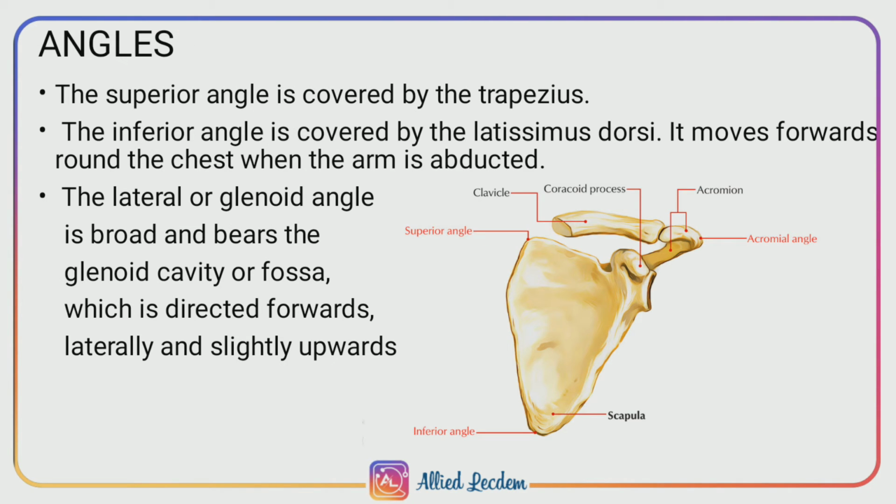The next is the angles of the scapular bone. There are three angles, namely superior, inferior, and lateral or glenoid angle. The superior angle is covered by the trapezius muscle, whereas the inferior angle is covered by latissimus dorsi, which moves forward round the chest when the arm is abducted. The lateral or glenoid angle is broad and bears the glenoid cavity or fossa, which is directed forward, laterally and slightly upwards.